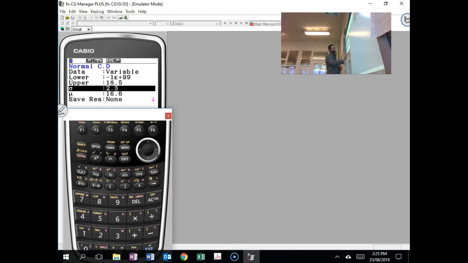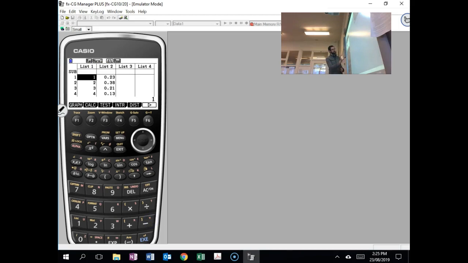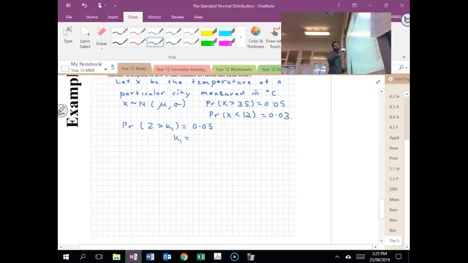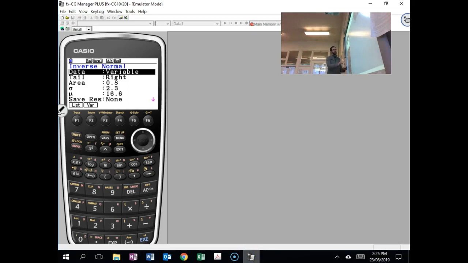So we're using the Z distribution. And we want to know, well, we've got an area. So we're going to exit out of this. We're going to go to our distribution and our normal and go to the inverse normal. Now, what do we have? Well, we had that the probability of z greater than k1 is equal to 0.05. So our tail is to the right because we've got a greater than sign, so a greater than sign points to the right. Our area is 0.05.